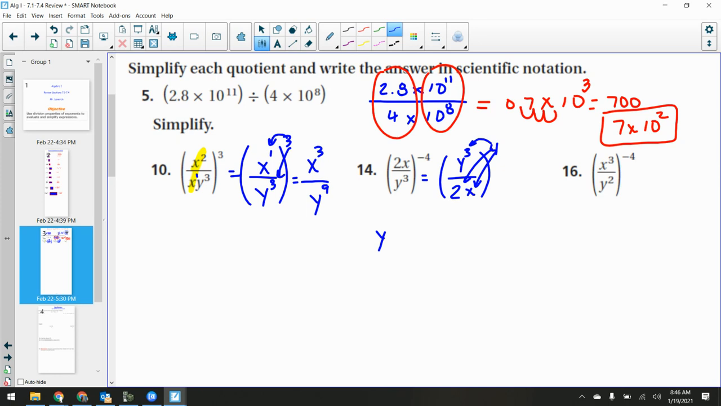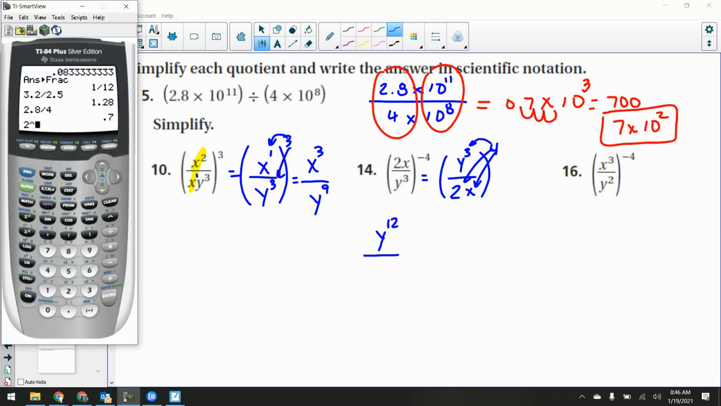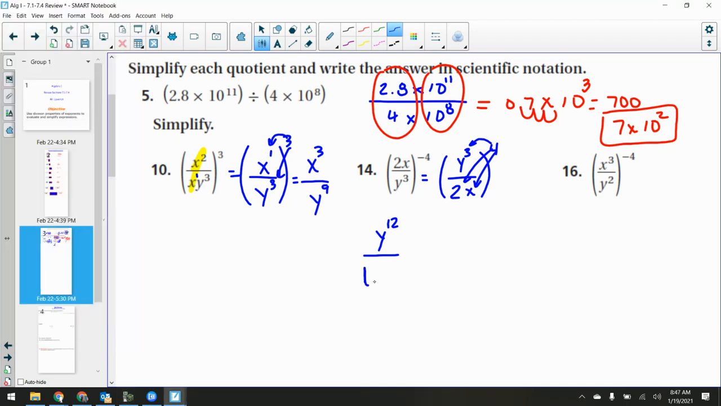So that's going to be y to the what? What's my power on y? 12. Same thing, we multiply. 3 times 4 is 12. And then I take 2 to the fourth power. That is not 8, people. 2 to the fourth power is not 8. 2 to the fourth power is 16. And then we've got x to the fourth. And that's my answer.